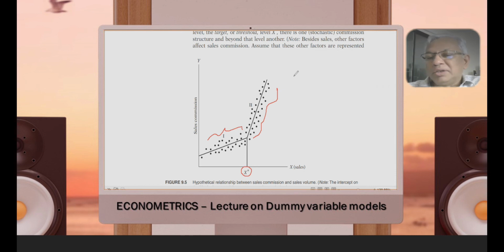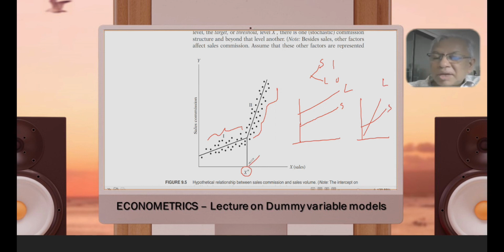Now, if I define small and large with a dummy, 1 and 0, that's perfect. But that will only tell you this type of model. Maybe this is small and this is large. But what happens is that there is a triggering mechanism: if sales go up beyond a certain limit, companies change their behavior. So that triggering x star needs to be identified.